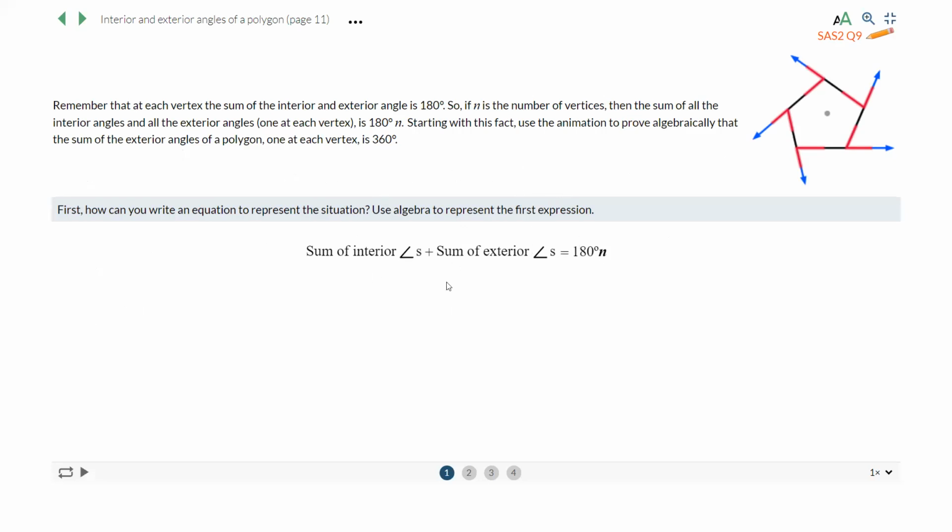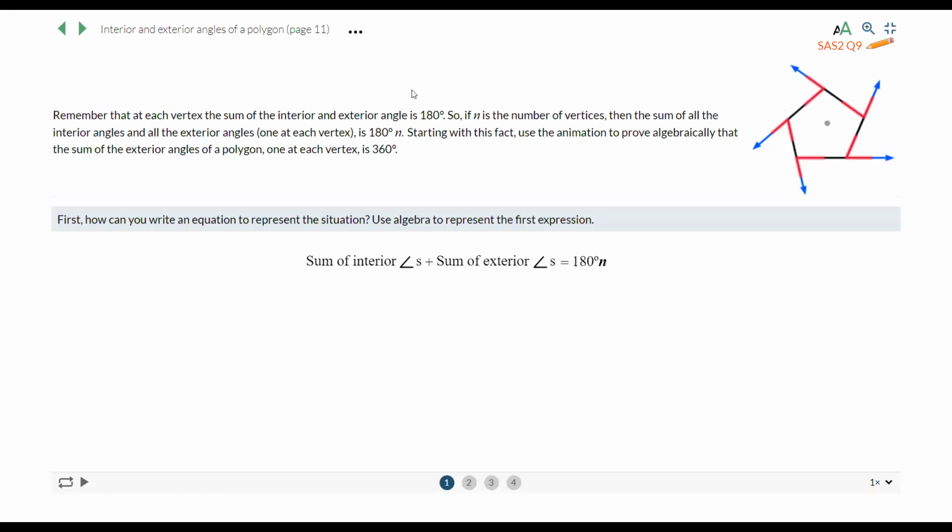Now, how can we keep moving forward? Because we don't want to have the sum of interior and the sum of exterior. We want to solve for just the sum of the exterior. So is there a way that we can replace the sum of the interior angles with something else, something that is in terms of n? Because if it's in terms of n, I'm able to solve it. So consider that for a second. Let me pause the video and come back. Think about what formulas we have that tell us the sum of the interior angles in terms of n.